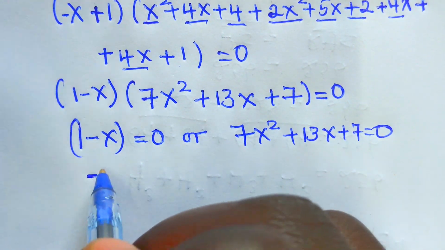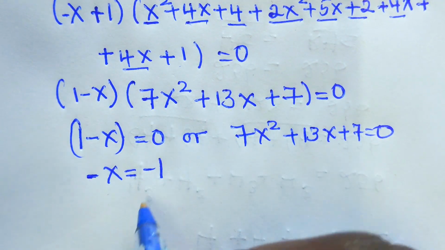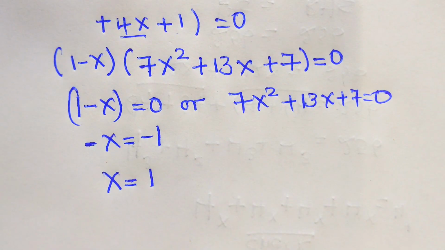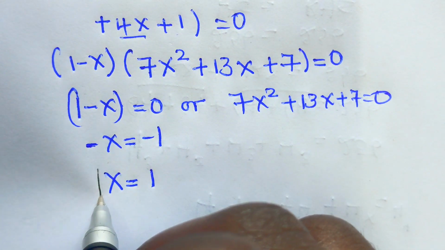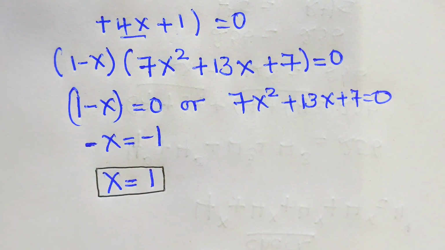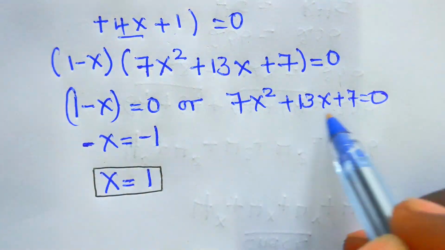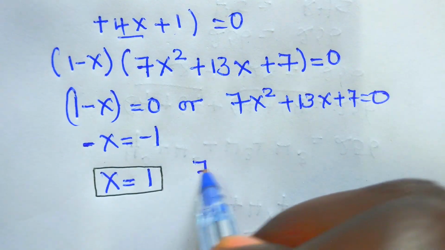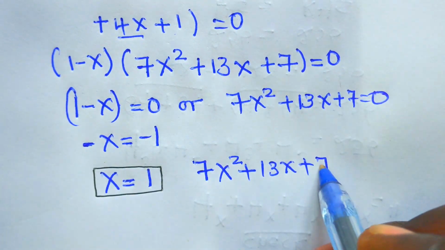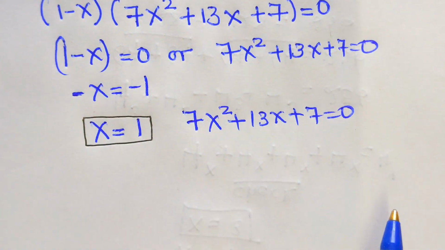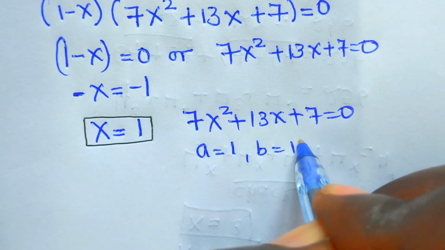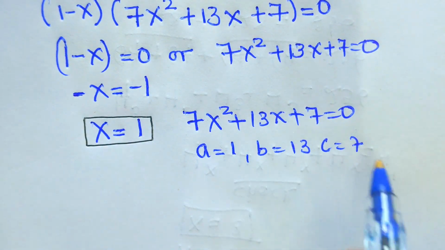Of course, here I have negative x equals negative 1, and of course x here will be 1. So this is our first value of x. So we shall continue to this one, and of course this is a quadratic equation, so we have 7x^2 + 13x + 7 = 0. So we have a = 7, b = 13, and c = 7.